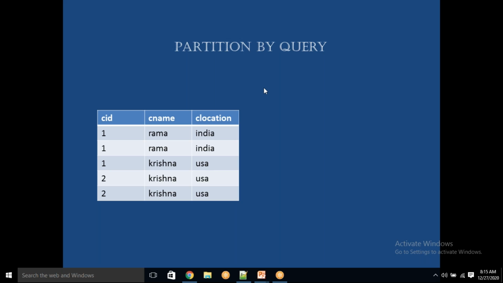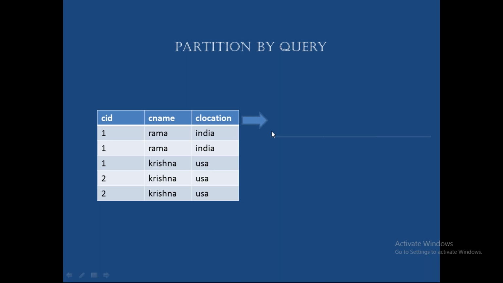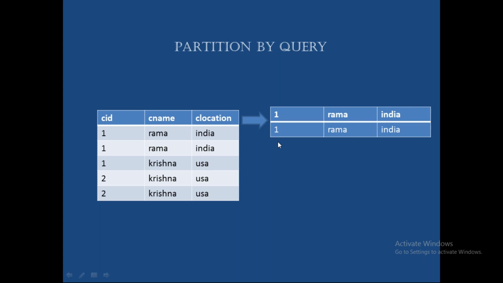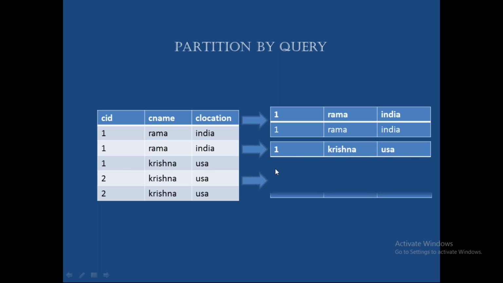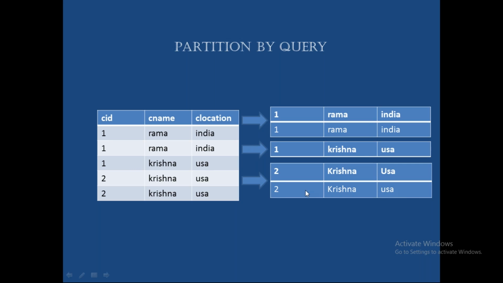Three groups. Is it clear? Yes, I will get three groups. You see, first group is going to be one Rama India, one Rama India. Second group is going to be one Krishna USA. Third group is going to be two Krishna USA, two Krishna USA. Understood? How we have created the groups?